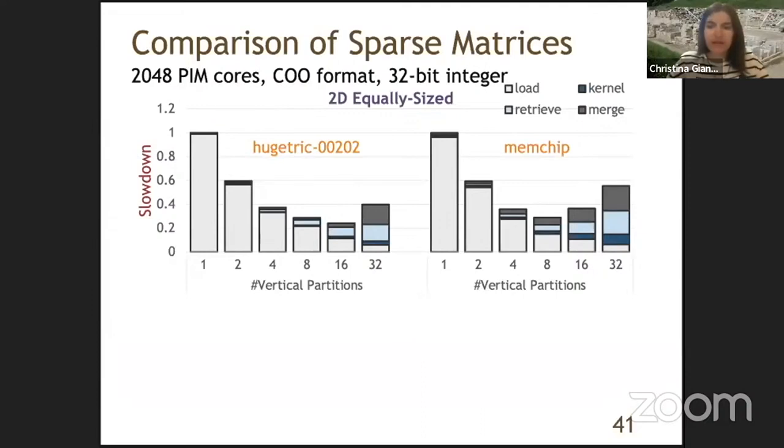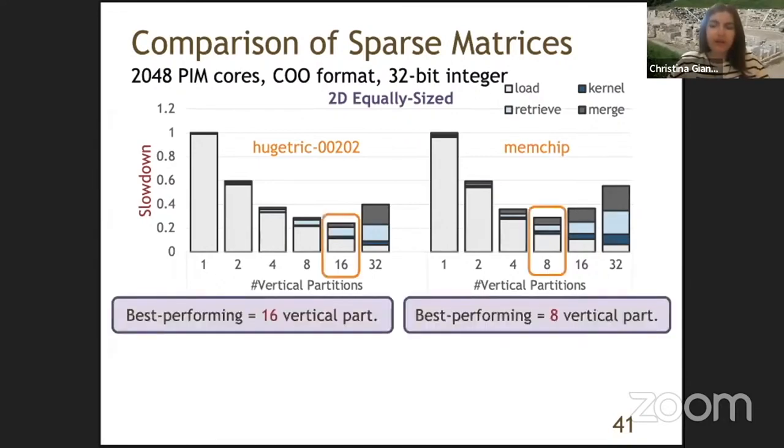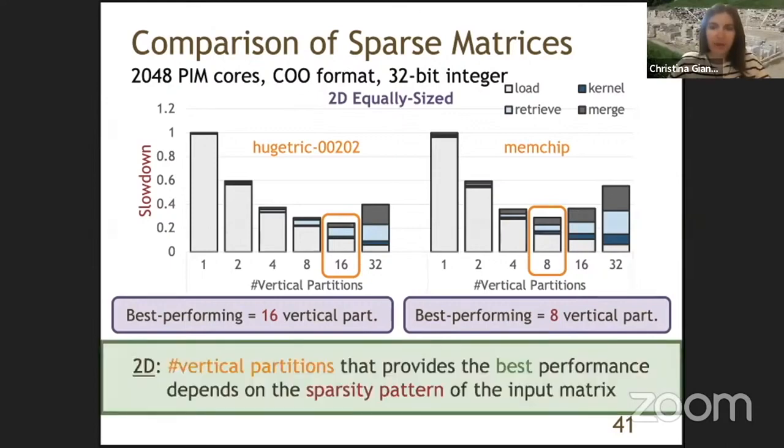In this particular experiment, we have a fixed number of PIM cores, which is 2048 PIM cores, and we vary the number of vertical partitions from 1 up to 32 vertical partitions in the 2D equal size kernels. For the various sparse matrices, the best performance is achieved using a different number of vertical partitions. For example, in Hugetric and MM-chip matrices, the best performance is achieved using 16 and 8 vertical partitions, respectively. In other words, the number of vertical partitions that provides the best end-to-end SpMV performance depends on the sparsity pattern of the input matrix.